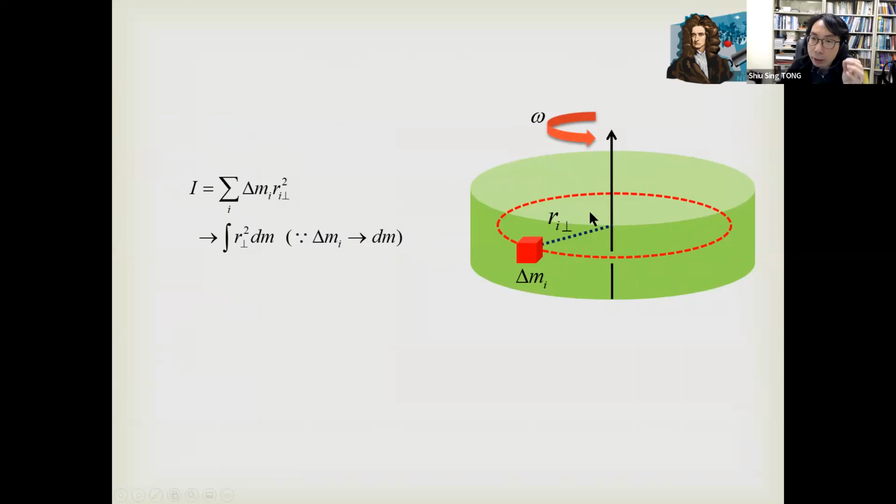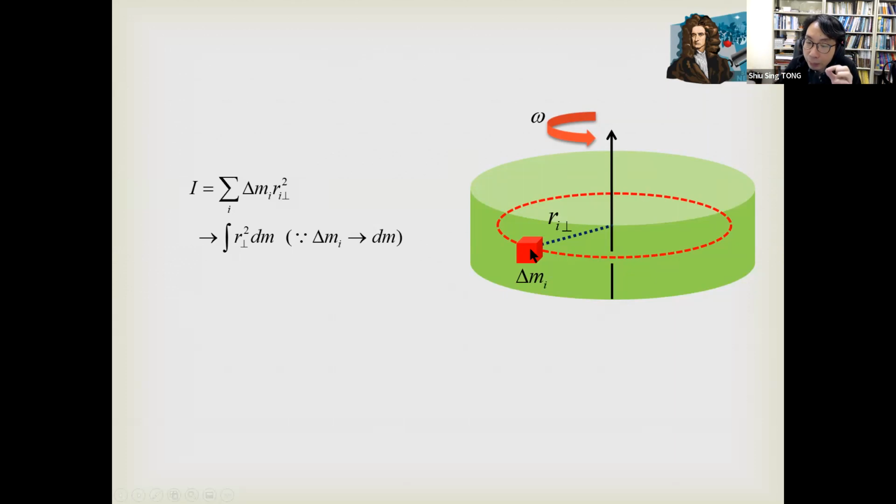Now I divide this continuous mass distribution into many small pieces, and the mass of the i-th piece I call delta Mi. Delta Mi stands for the mass of the i-th piece, and because eventually I will let the pieces be very small, I will consider a lot of those pieces. I will divide the solid into infinitely many pieces.